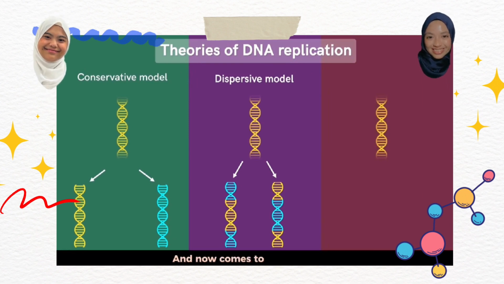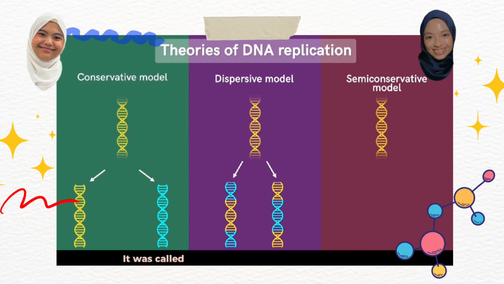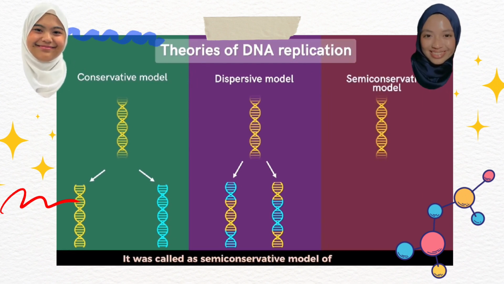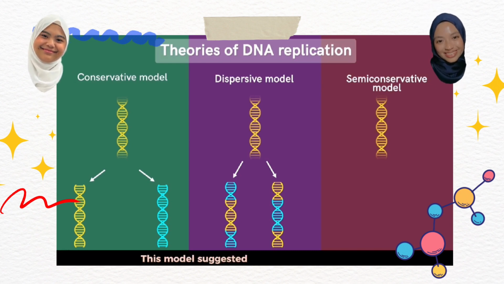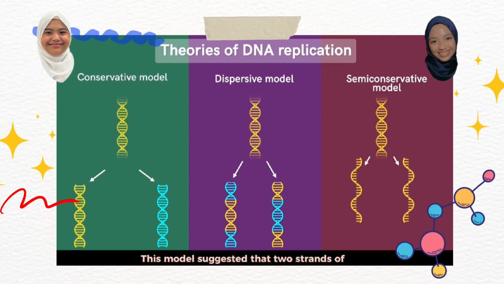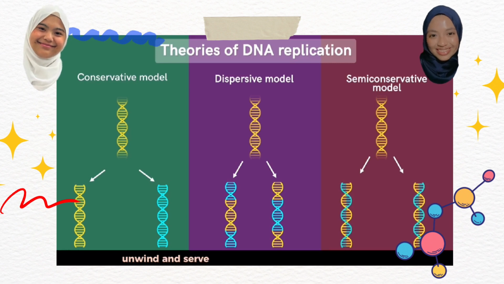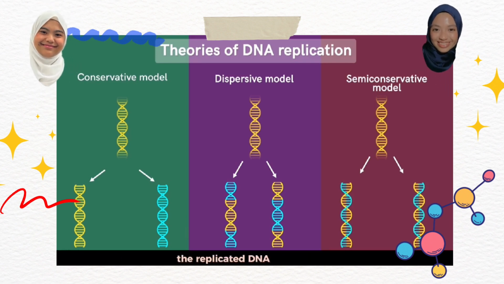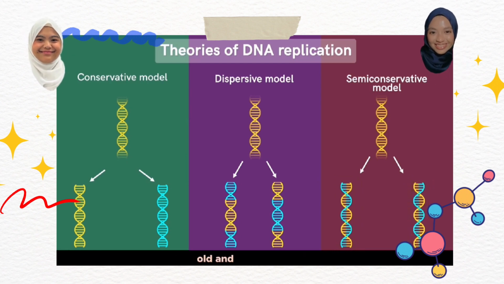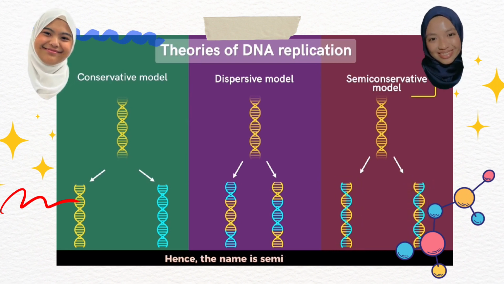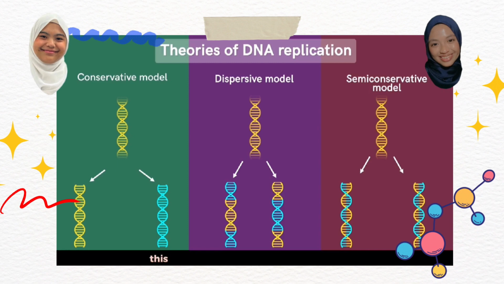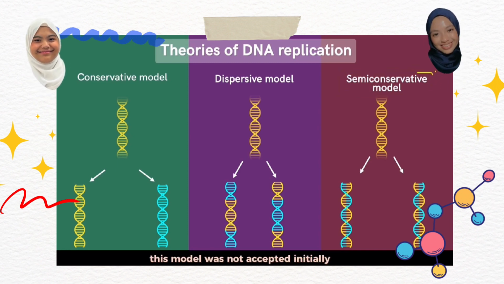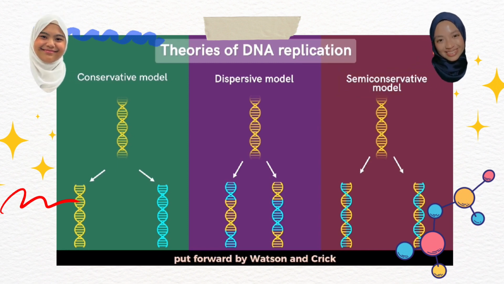And now comes the last model. It was called the semi-conservative model of replication. This model suggested that the two strands of DNA unwind and serve as templates for the new strands. As a result, the replicated DNAs contain one old and one new strand, hence the name semi-conservative. Nevertheless, this model was not accepted initially when put forward by Watson and Crick.